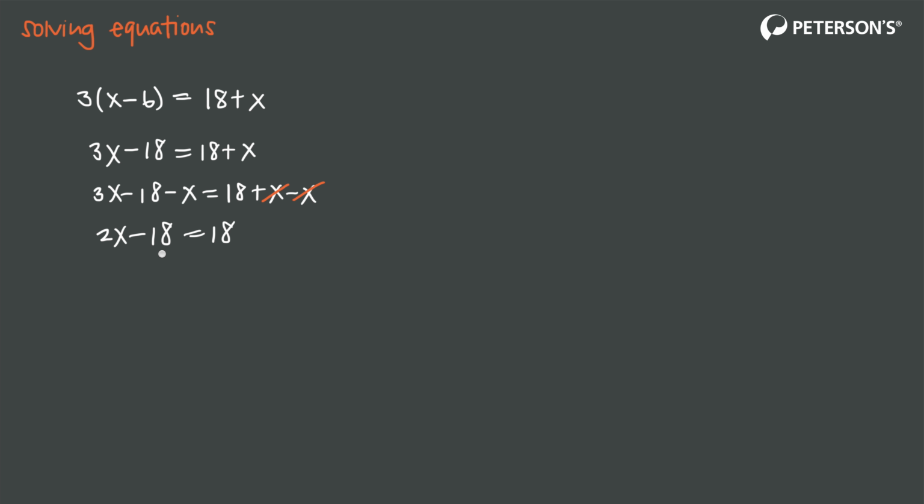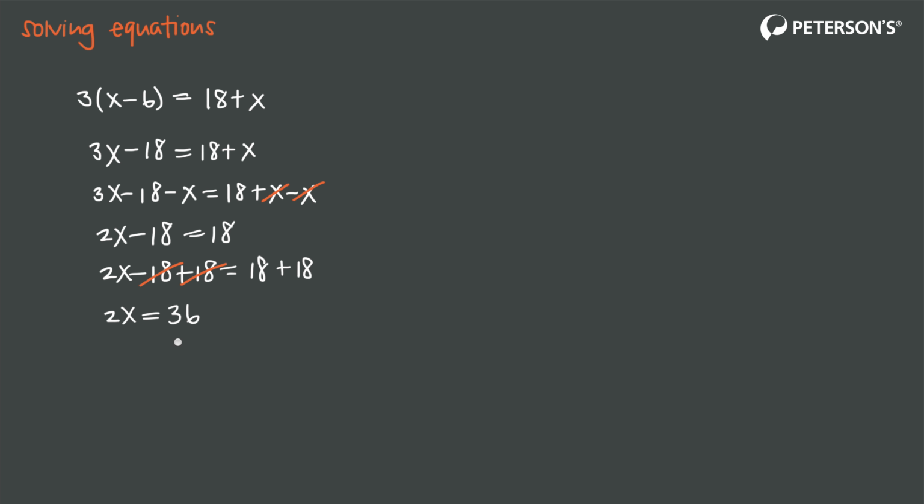Now we want to add 18 to both sides because we're trying to get this x by itself. So if we say 2x minus 18 plus 18 on this side is equal to 18 and then plus 18 on this side, we're keeping the equation balanced by doing the same thing to both sides. What that'll do is cancel the negative 18 with the positive 18, leaving us with 2x is equal to 36.